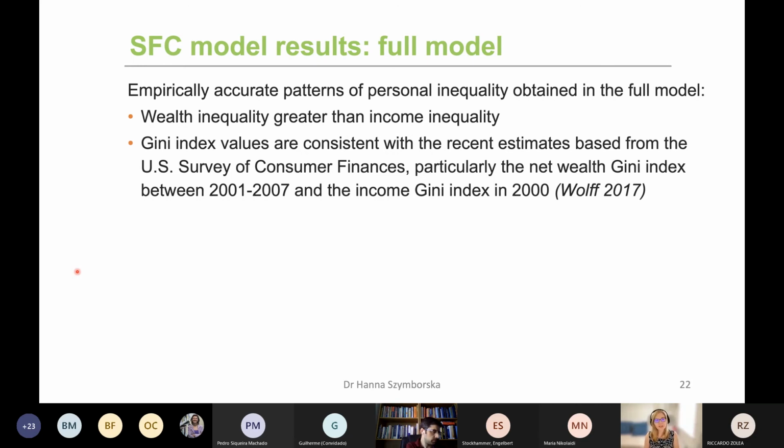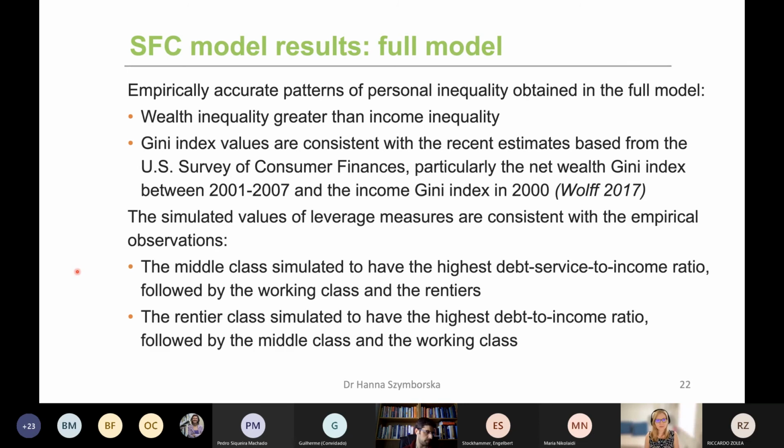Even the magnitudes of the Gini indices are consistent with the recent estimates from the US Survey of Consumer Finances, particularly in the subprime period for wealth and also to some extent income, which is what the model is trying to reproduce. Overall, the full model setup is able to produce more empirically accurate patterns and values of personal inequality indices, namely the Gini index for income and wealth, than those other reduced form scenarios. Similar is the case for some of the values of leverage, but I am not going to talk about that at length right now for the sake of time. I think the more interesting result to me is the observations on personal inequality indices.